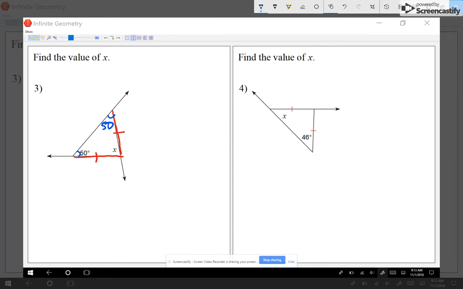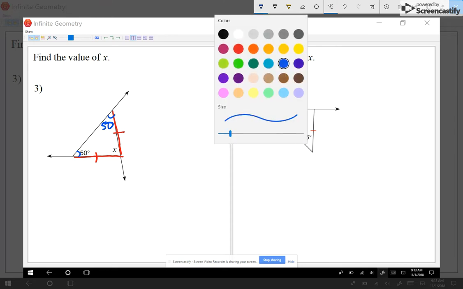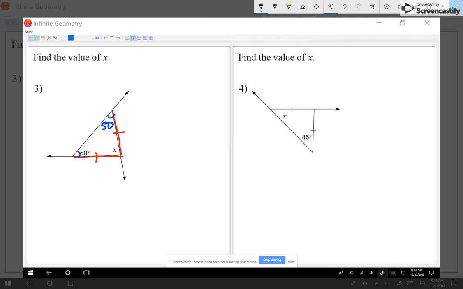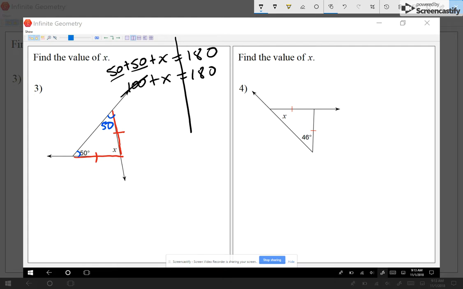Here I have all three angles of a triangle, so I'm going to add them all. So I'm going to go 50 plus 50 plus x. I'm adding all three angles, and it is equal to 180 because they are the three angles of a triangle. On the left side, I can combine the 50 plus 50, so I have 100 plus x is equal to 180. Now let me subtract the 100 on each side, and I get that x is equal to 80. Okay. I have the solution for x.